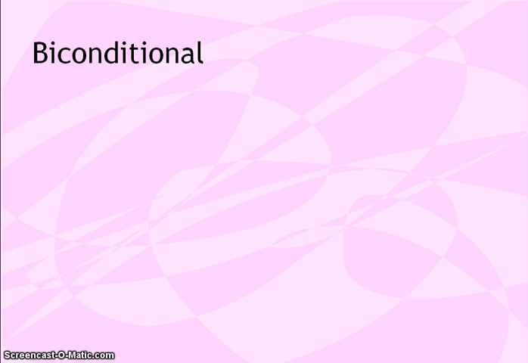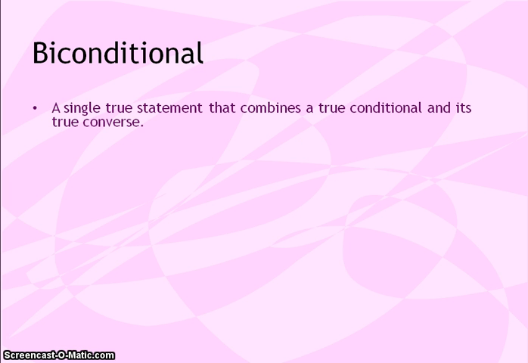Okay, what's a biconditional? It's a single true statement that combines a true conditional and the converse is also true. So it's a conditional statement in which the conditional statement is true and the converse is true. And if you'll recall, when we were doing the truth tables in the last unit, it tended that the conditional and the contrapositive had the same truth value, and the converse and the inverse had the same truth value. But every once in a while, you have a biconditional in which they all have the same truth value.